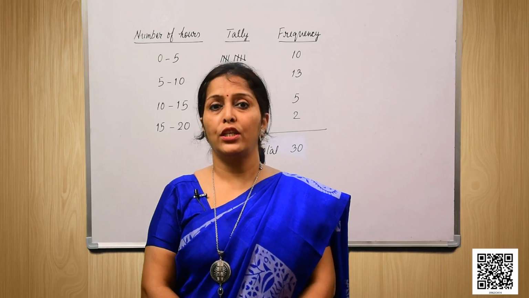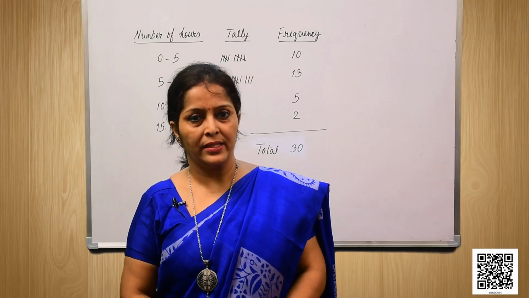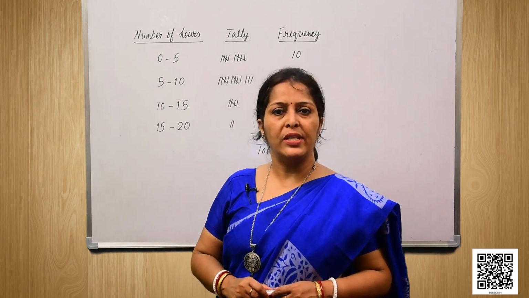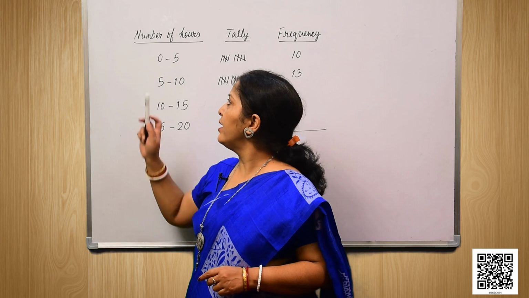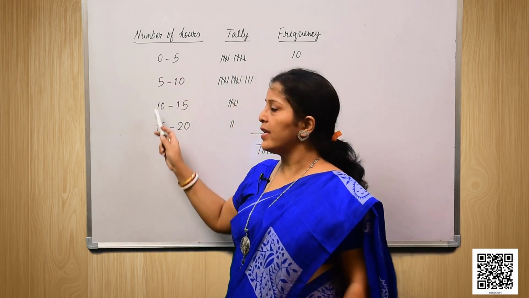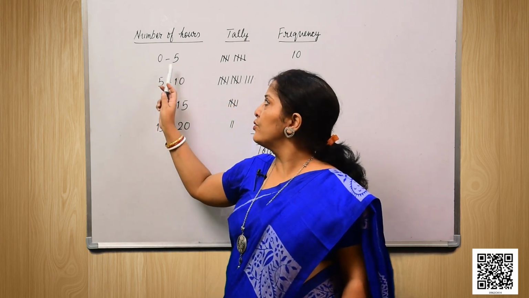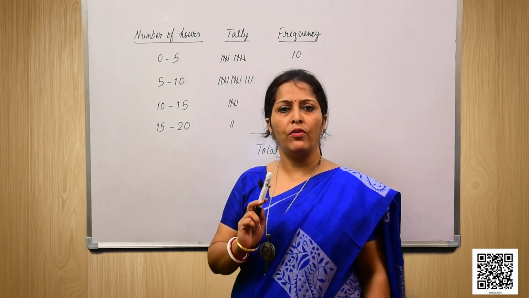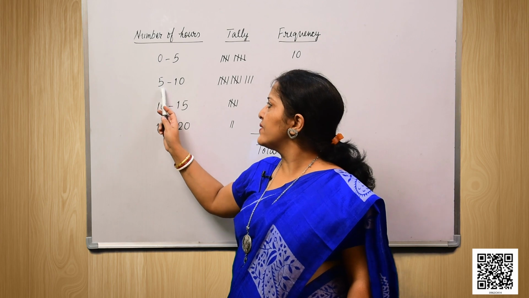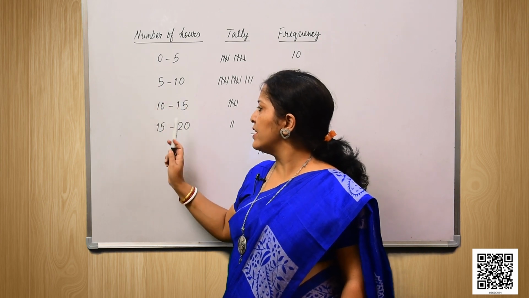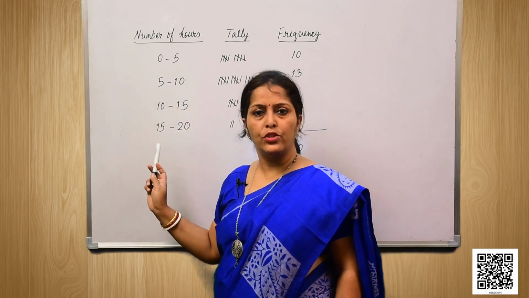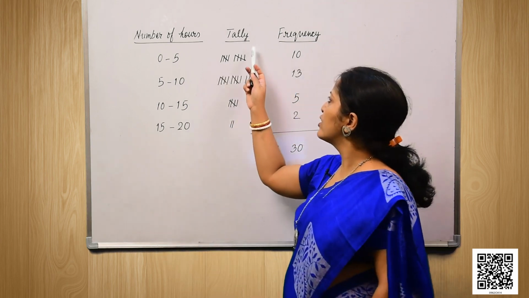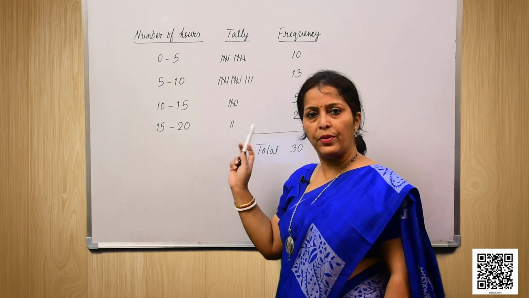So here is the solution of question number 8. Let us see it on the board. They have asked us to make a grouped frequency distribution table. For that, we have made the class intervals as follows. First is 0 to 5, as mentioned in the question that the width should be 5. Then next is 5 to 10, then 10 to 15 and then 15 to 20 to cover all the numbers given to us. Now let us see the next column, that is tally, and then the frequency.